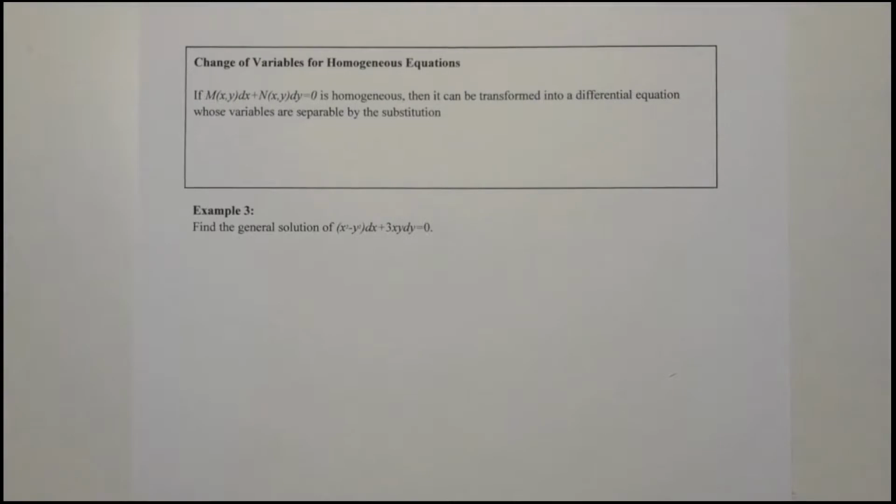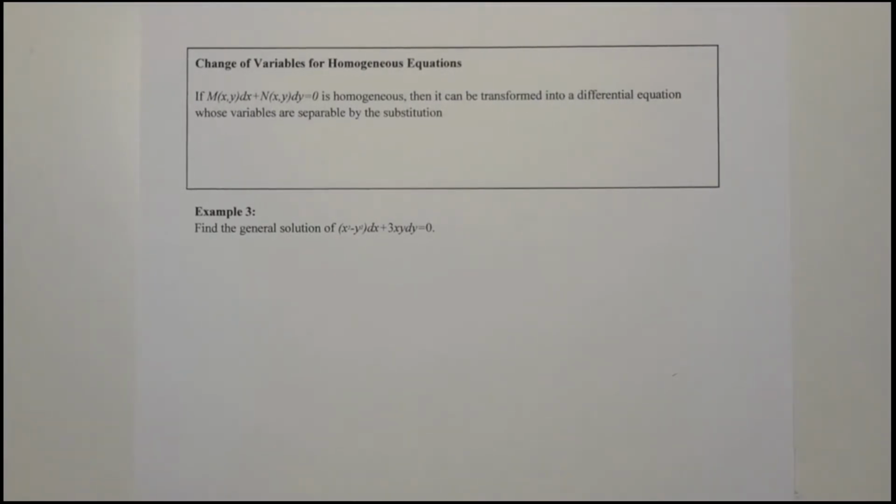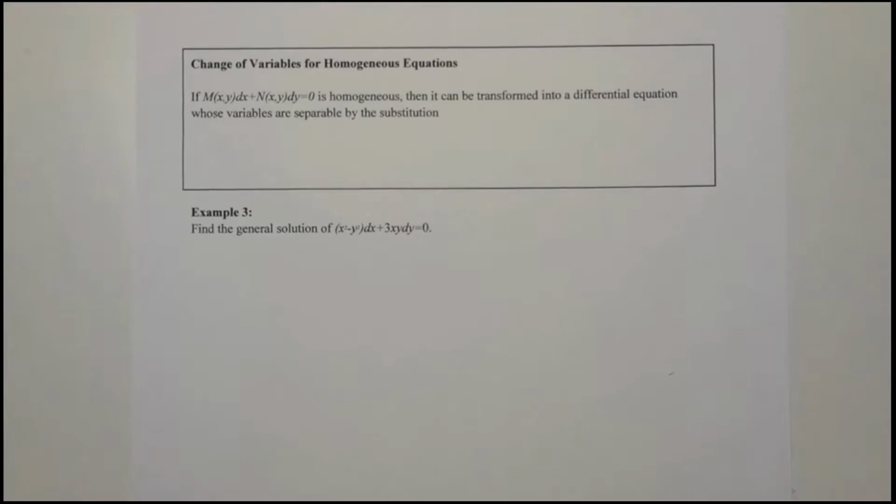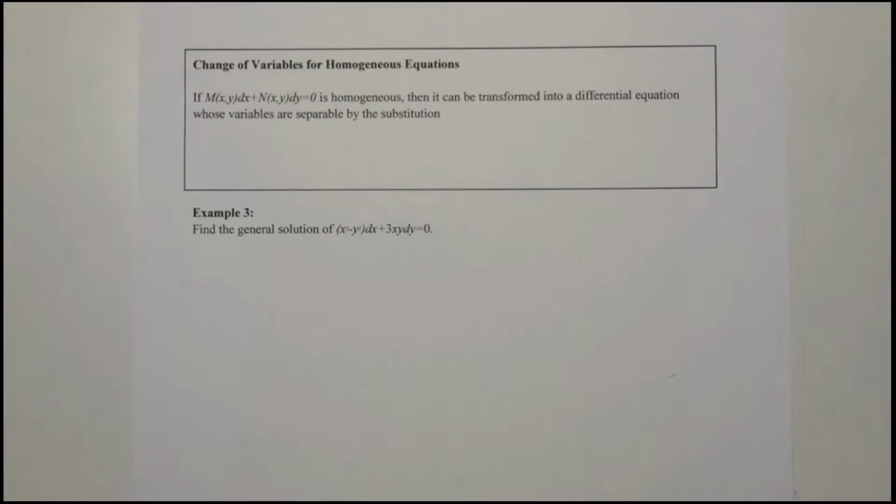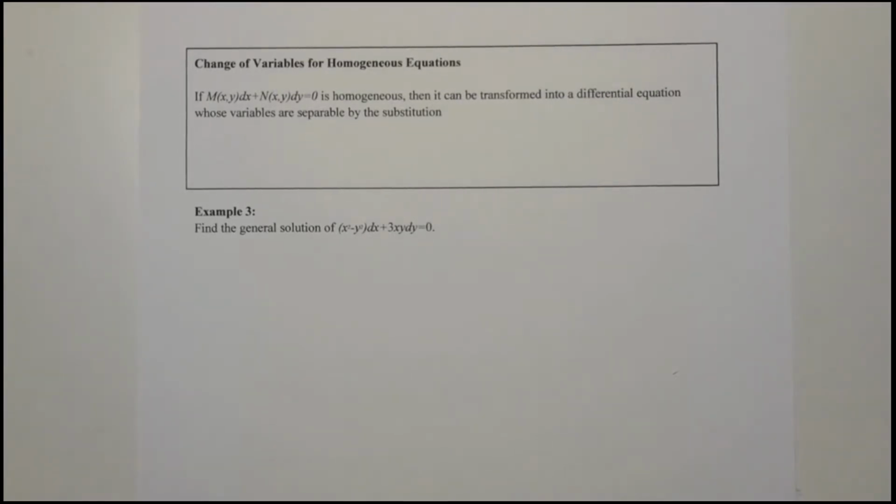Now that we know the definition of a homogeneous differential equation, what can we do about them? How can we solve for them? Well, the change of variables for homogeneous equations does just that. If you remember from page 1, we've talked about how homogeneous differential equations are not separable in terms of x and y. However, it is separable if we do consider a change of variables.